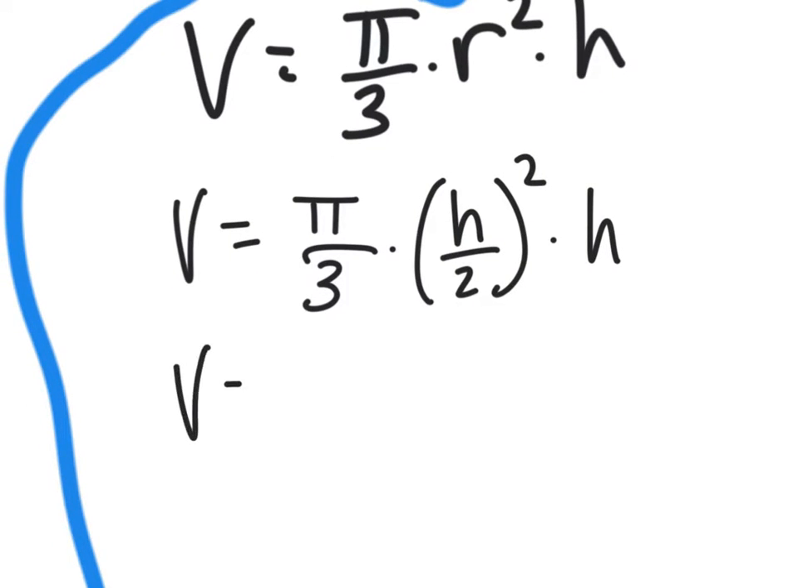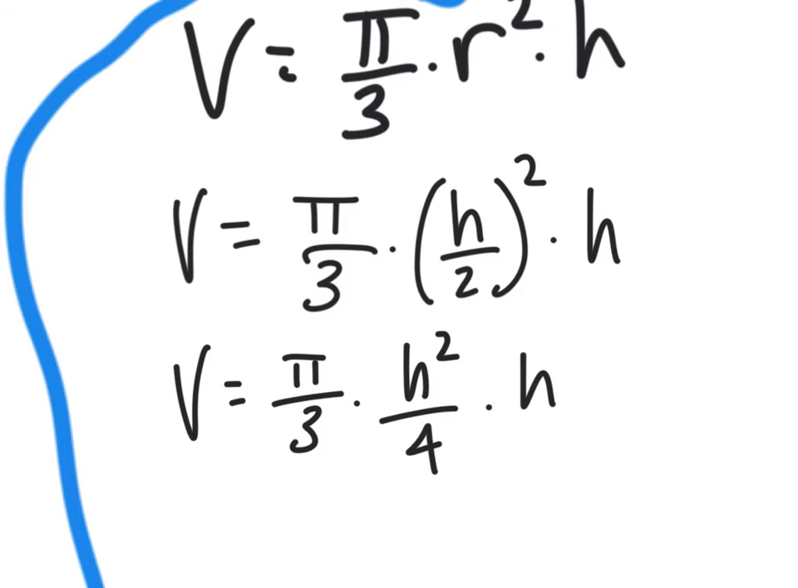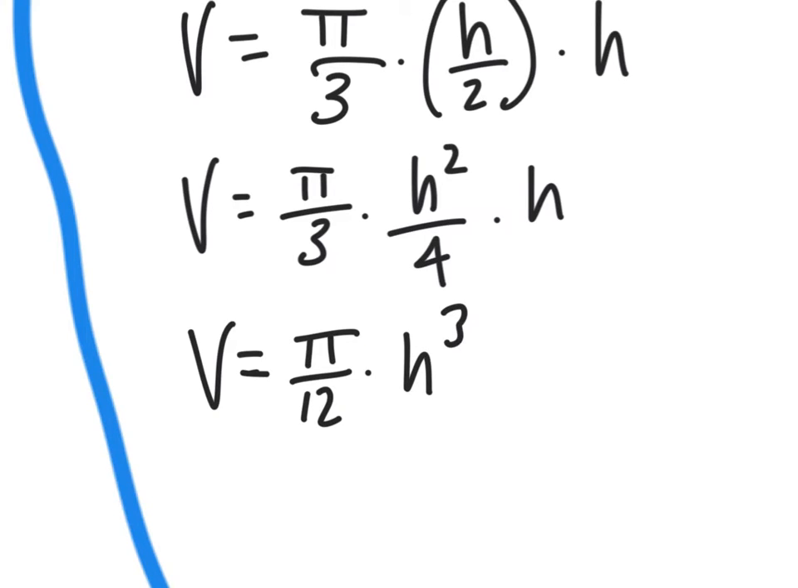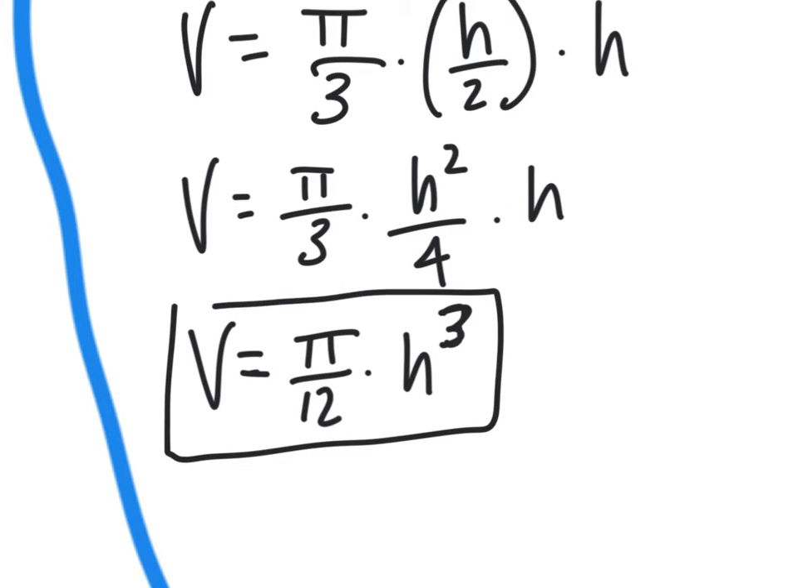This is going to give me volume equals pi over 3 times h squared over 4. h squared is h squared, 2 squared is 4, times h. So as a result, I'm going to get volume is equal to pi over 12, 3 times 4 gives me 12, times h cubed. Now I have a formula for volume that is strictly in terms of my height.